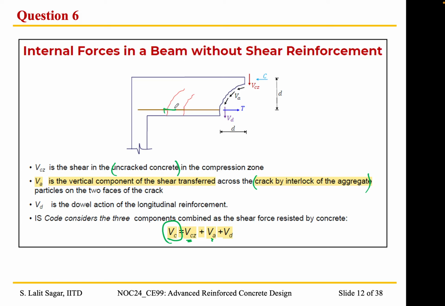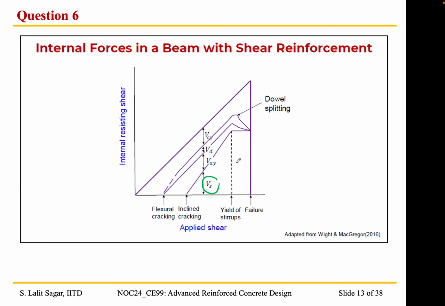Okay, so the dowel action is essentially the longitudinal reinforcement providing resistance to the extension of the cracks that are being formed within concrete. So all these 3 constituents, that is uncracked concrete, the shear locking of the aggregate and the dowel action by the longitudinal rebar, together constitute the shear resistance provided by the concrete. So that is what we are seeing here. The VC is the summation of these 3 components, and in addition to these, there is the shear resistance provided by the stirrups.